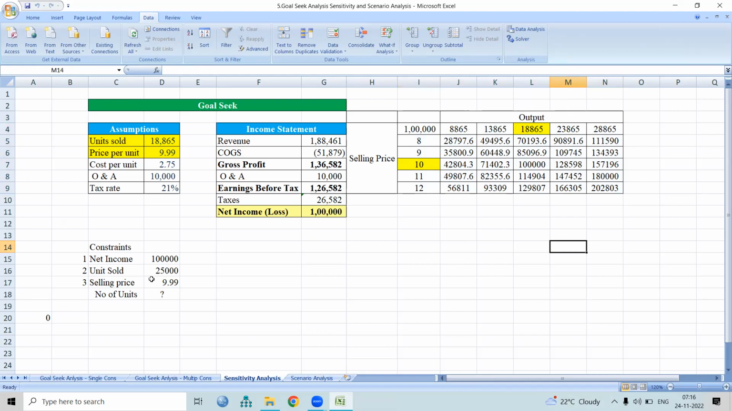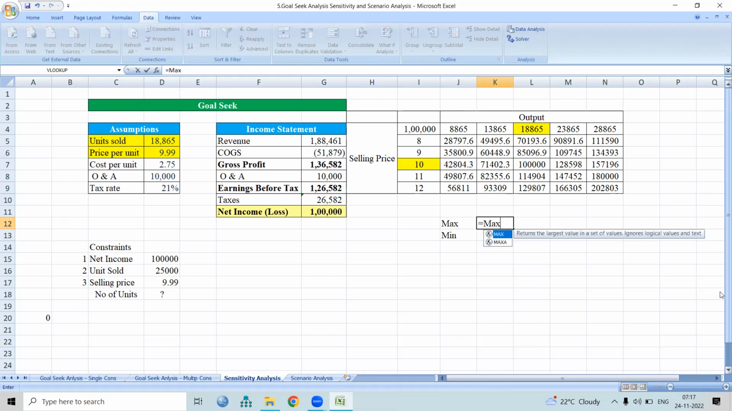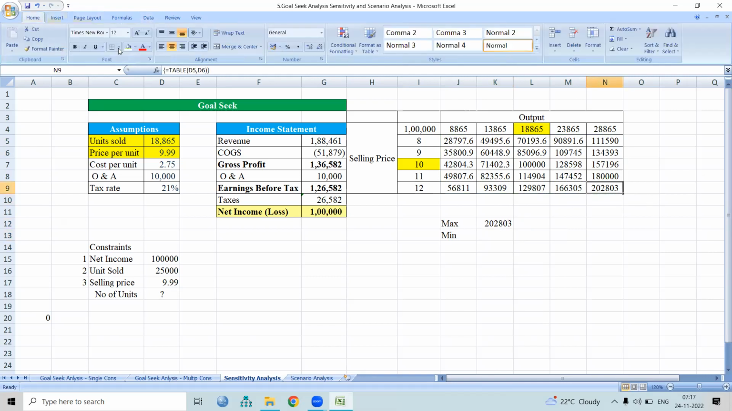Now in this, let's find out the max value and minimum value. Okay, let's see how we find this. Let's say equals max, open the bracket, select the reference cells, which are basically J5 to N9, close the bracket, enter. So the maximum value is 2,02,803. Let me highlight this cell. So what do you mean by that? When the company sells 28,865 at the rate of rupees 12, the company can make a profit of 2,02,803.